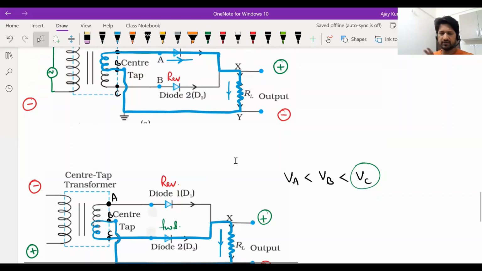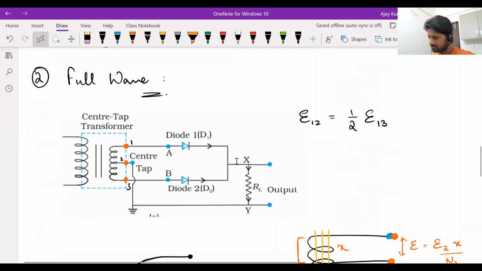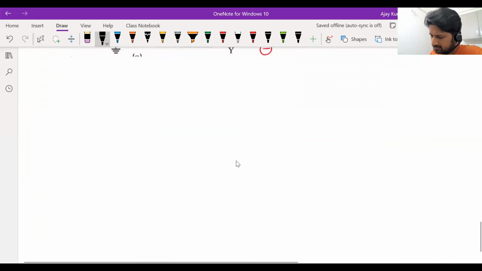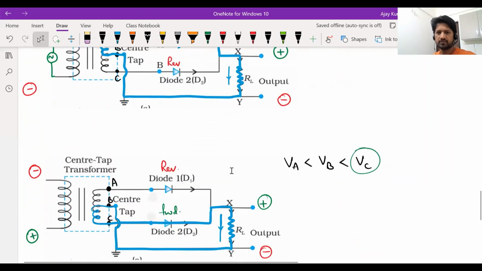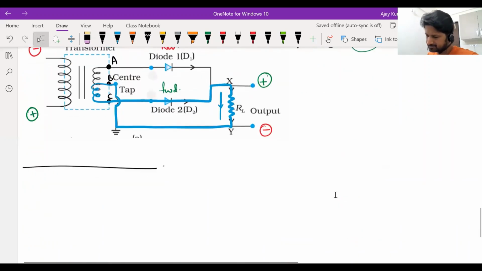So remember, a full wave rectifier circuit requires a transformer and two diodes. Why two diodes? To make current flow only in one direction through the load resistance. Simple only. One diode for half wave rectification, two diodes for full wave rectification. You need to remember this circuit diagram.